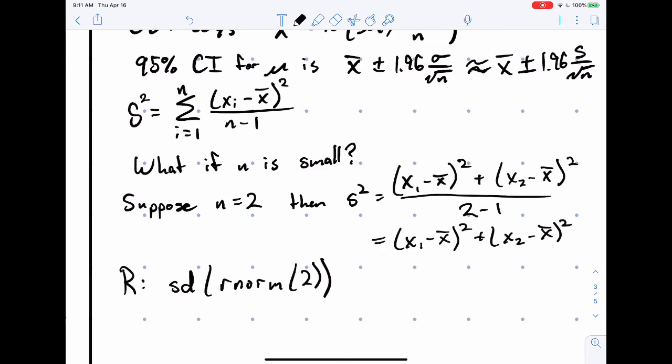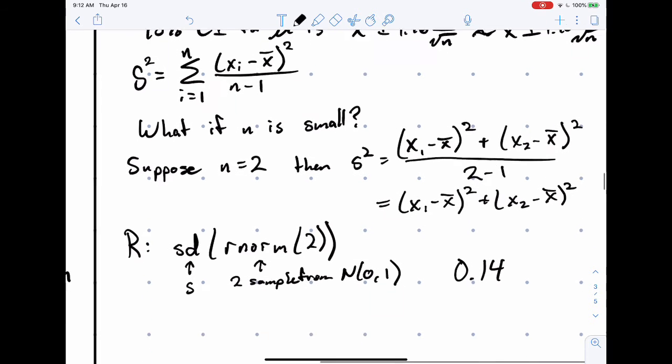You can test this for yourself in R. If you do sd for standard deviation, that will get you s in our book's notation. And rnorm, this means 2 samples from normal 0, 1. The first one that I plugged in here, I got 0.14. The actual value should be 1.